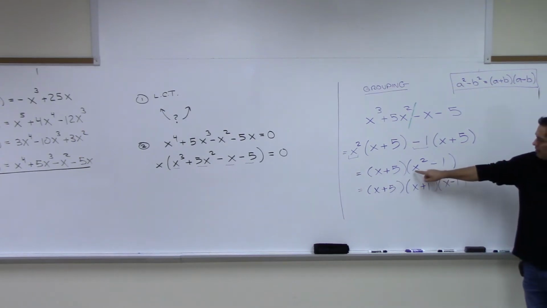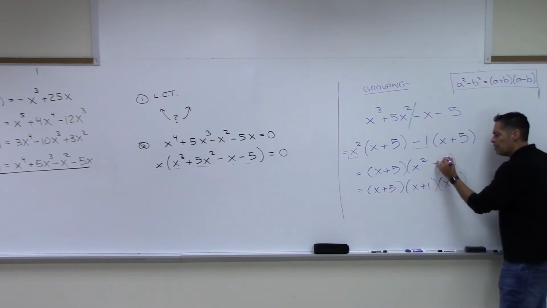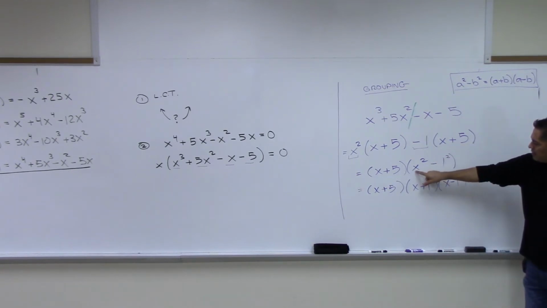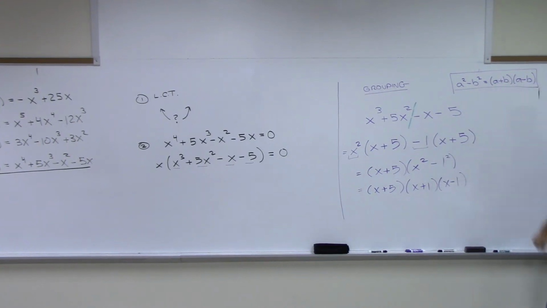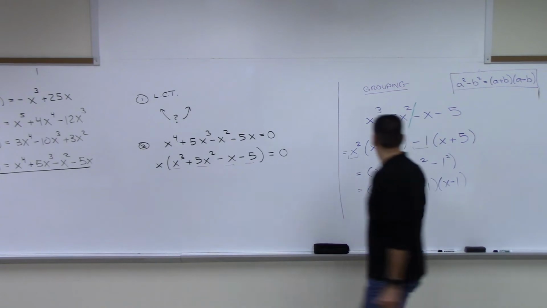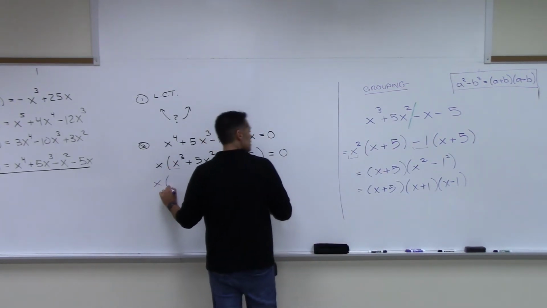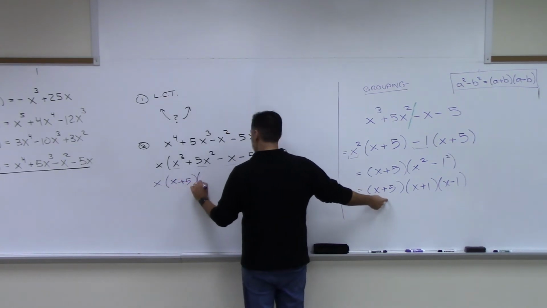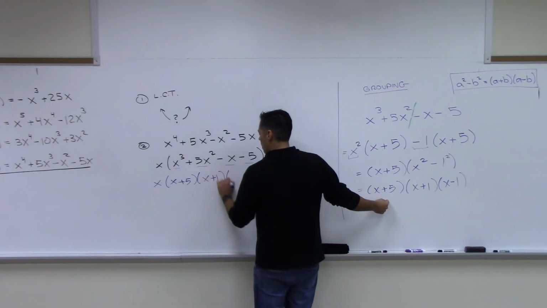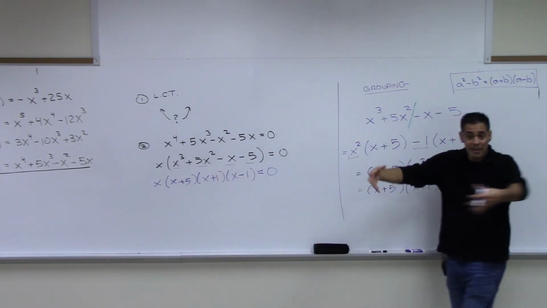So this is something squared minus something squared. You can look at 1 as being 1 squared. So the a is the x, and the b is the 1. Then you just use the formula. So that's it, I think I'm completely factored. I come back over here. Don't forget the x out front. I have the x plus 5. I have the x plus 1. And I have the x minus 1 equals 0. And now it's completely factored.